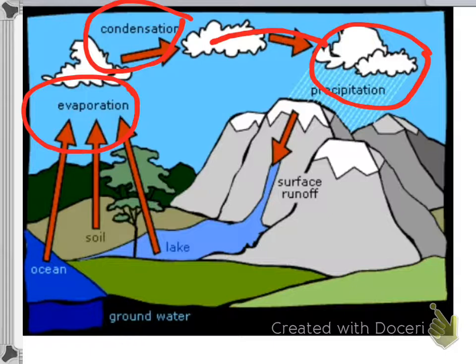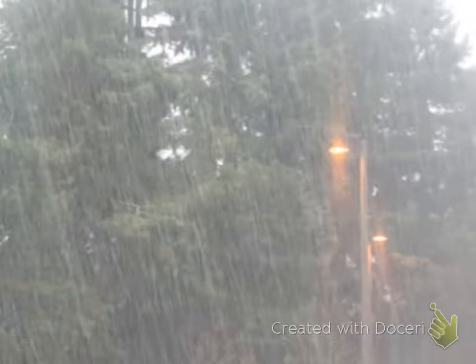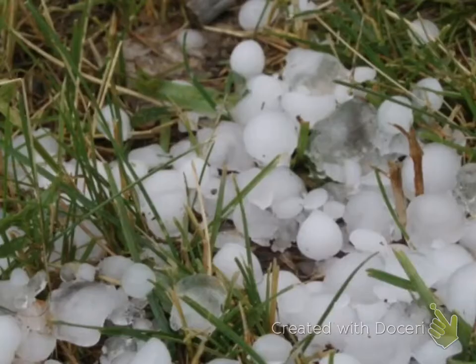Some of the precipitation soaks into the ground, becoming groundwater. Water that does not soak into the ground flows downhill as runoff. Runoff collects in streams and rivers. Streams and rivers empty into ponds, lakes, and oceans. The four different types of precipitation include rain, snow, sleet, and hail.